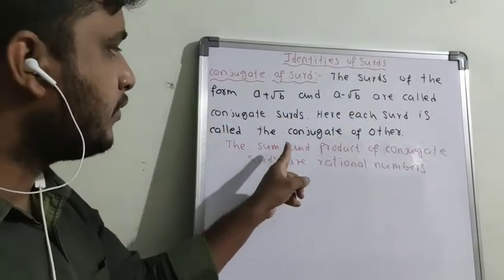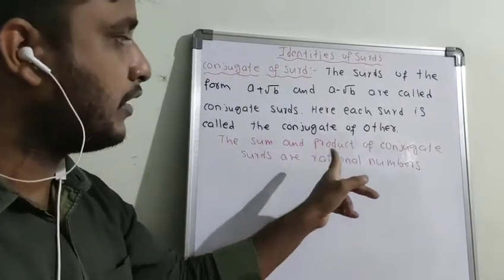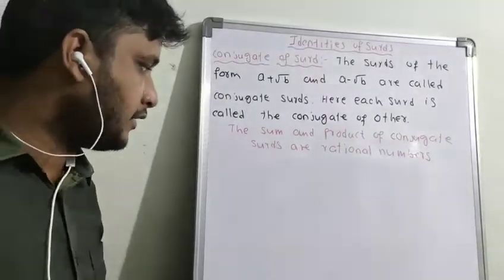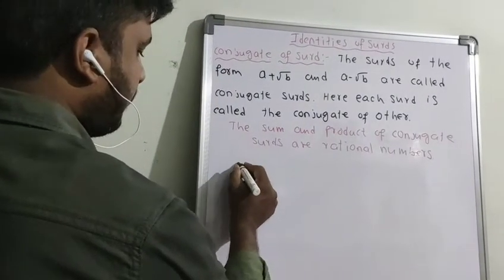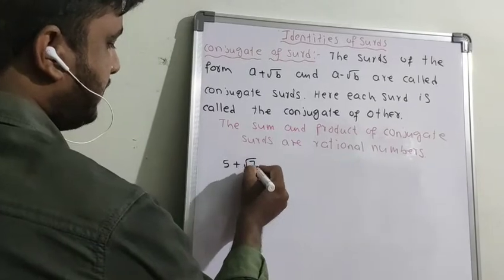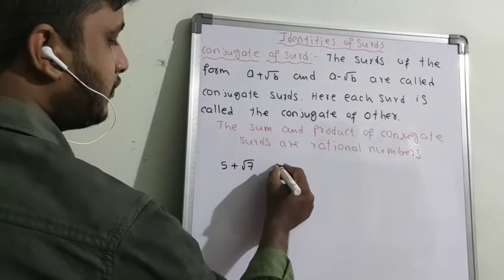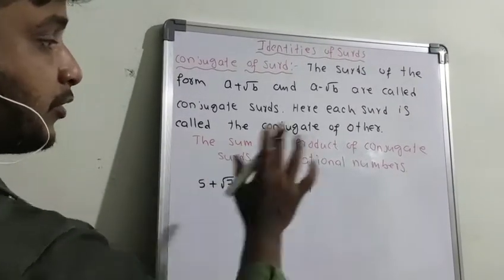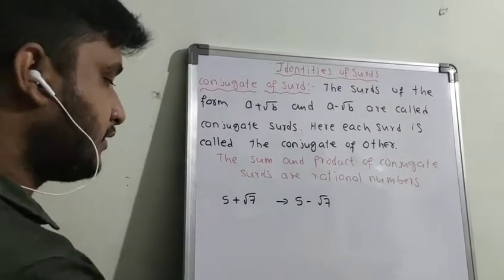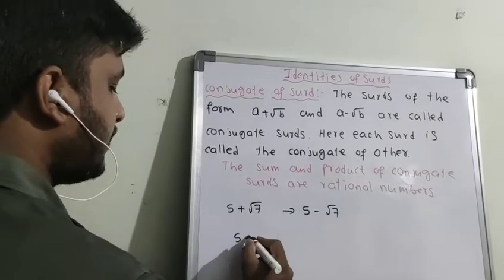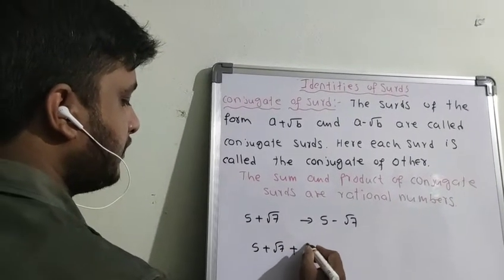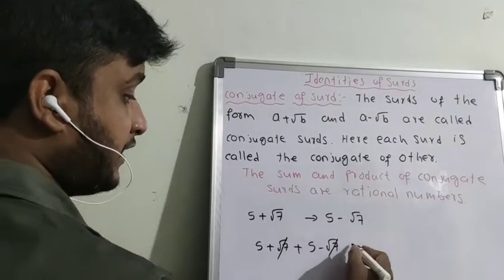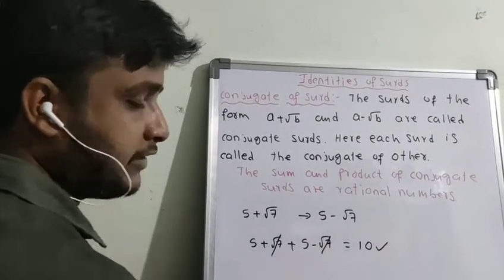That means the sum and product of conjugate surds are rational numbers. So for example, I am taking one example. 5 plus root 7 is there, and what is the conjugate? The conjugate is nothing but 5 minus root 7. The sum and product of the conjugate surds are rational numbers. Let us check. Add 5 plus root 7 plus 5 minus root 7. Plus root 7 and minus root 7 get cancelled. 5 plus 5 is 10, which is a rational number.